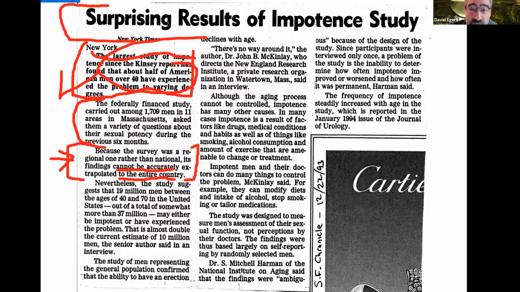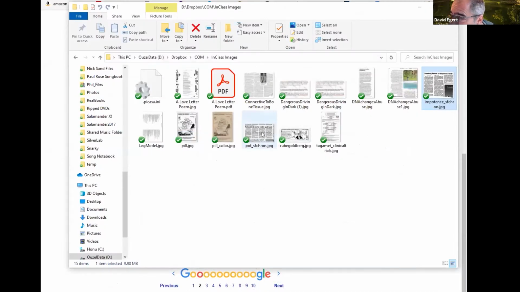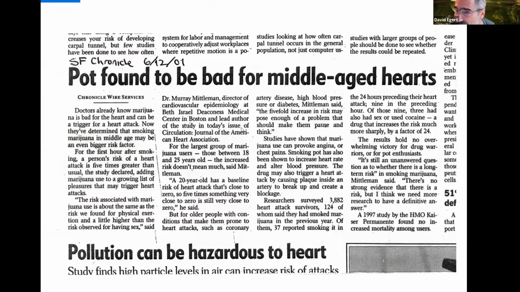Not that long after this one, there was another one. Usually sex and drugs tend to be the things that get funniest when you start looking at all this. Pot. This was another one from the Chronicle, from 21 years ago.